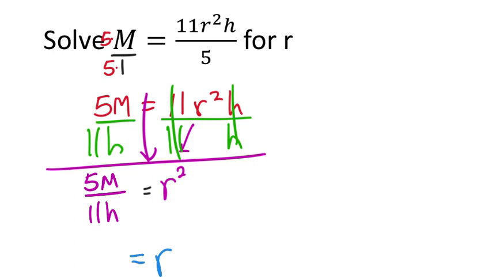Last thing here that I want is an r, not r squared. I want it to just be r. How do we get rid of a, yeah, you got it, right? Maybe I'm talking too much, but yeah, you just square root both sides. Square root of a square is just, there's a phantom 1 right there. You just don't have to show it. And then we got the square root of 5m over 11h. Boom.